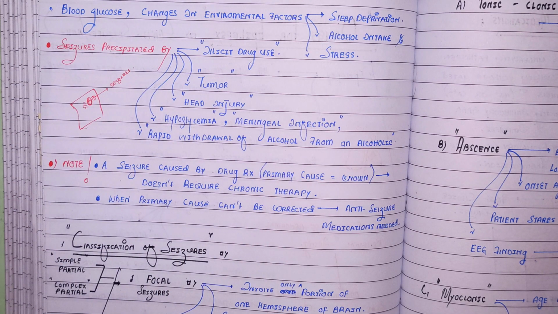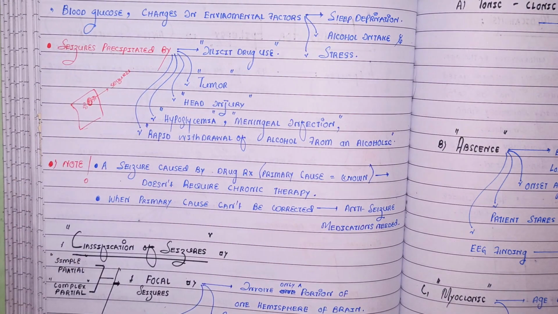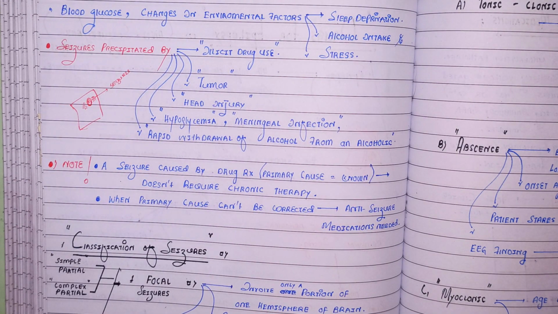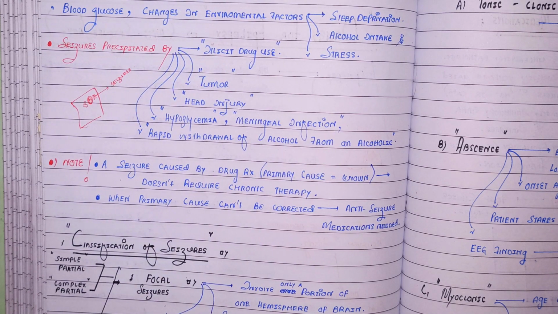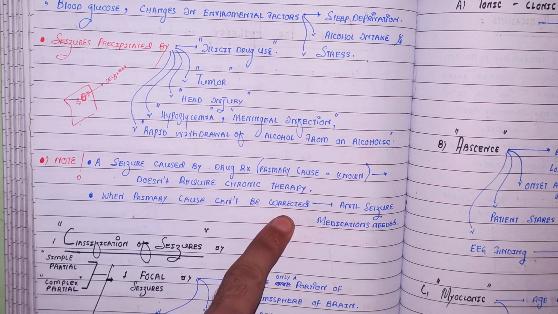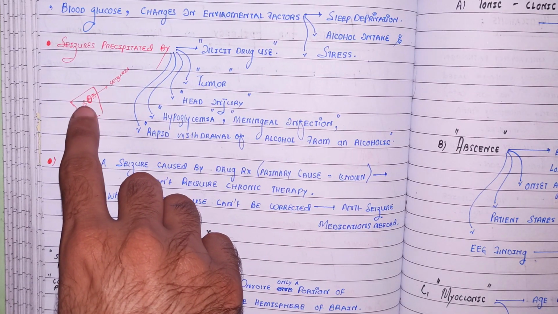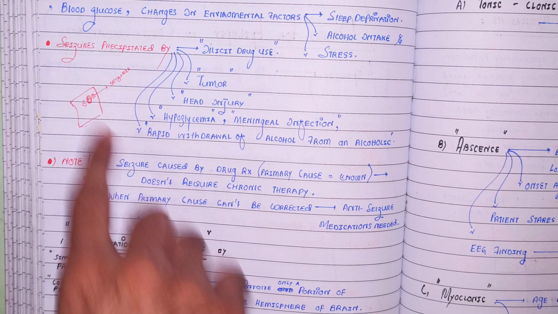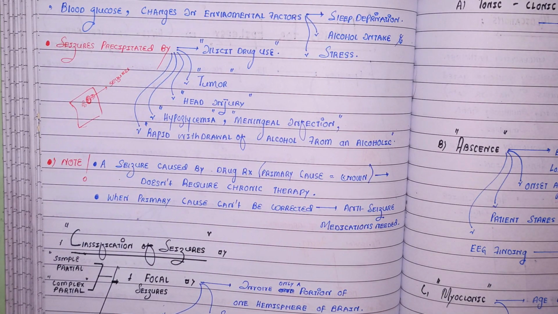But remember, if the seizures are not due to the underlying pathology, if the seizures are due to some other reasons, like there are so many drugs जो कि seizures कराती हैं, in that case you don't need the treatment, don't need the anti-seizure medication. You just have to avoid that factor which is causing seizures. जैसे बहुत सारी ड्रग्स होती हैं जो कि सीजर्स कराती हैं, ठीक है? In that case you don't need the chronic therapy. But if the primary cause cannot be corrected, like the underlying pathology here, genetic cause, metabolic cause, whatever problem here is, in that case you need the anti-seizure medications. You understand, beta? Let me tell you once again.